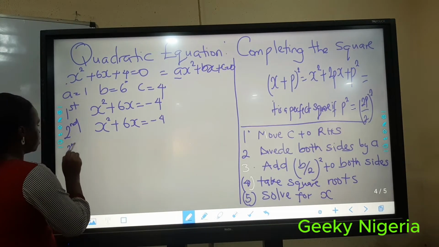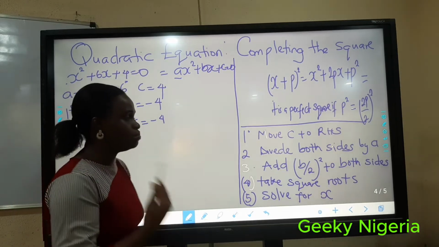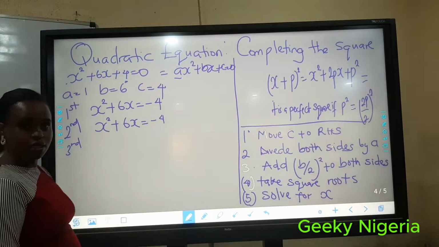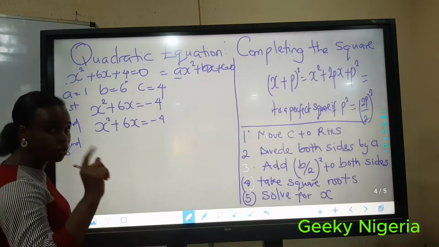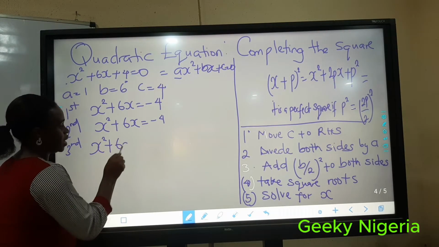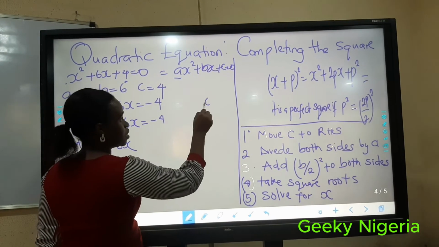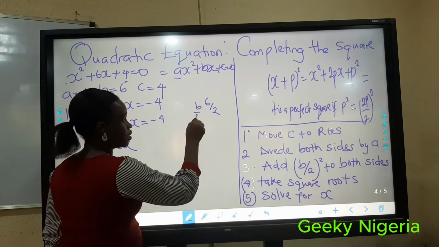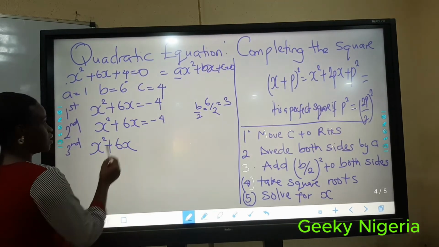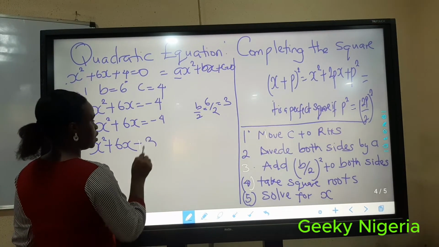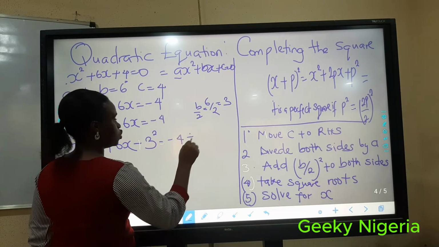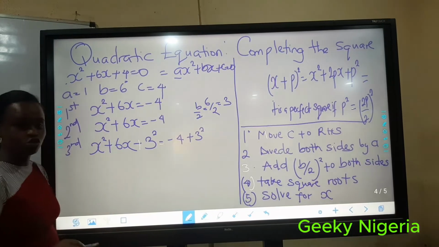So our third step, what does it say? Add b all over 2 all squared to both sides. So our b here is 6. So we're adding it to both sides, b over 2. So here we have x squared plus 6x. Here our b over 2 means 6 over 2, right? Which is the same thing as what? 3, we're adding to both sides. 6x plus 3 squared is equal to minus 4 plus 3 squared added to both sides.